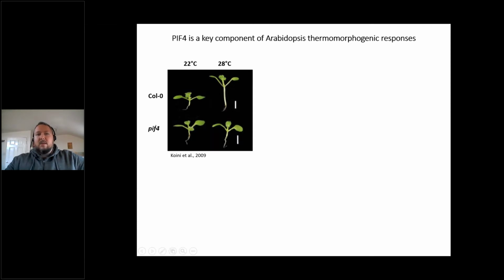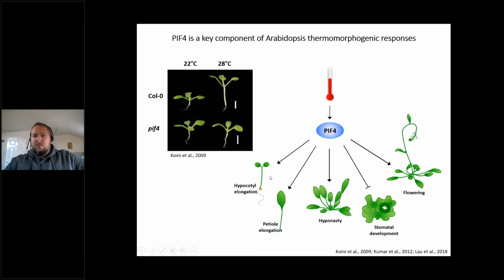Now, PIF4 is a member of a transcription factor family called phytochrome interacting factors, and they had previously been well established as negative regulators of light signaling. However, over the last decade, it has become clear that PIF4 is also a central regulator of temperature-controlled growth, or thermomorphogenesis, as it came to be called. So PIF4 not only promotes hypocotyl elongation, but also petiole elongation and hyponastic growth of leaves. It represses stomatal development, and it promotes the onset of flowering in Arabidopsis. But the big question then became, how does temperature positively affect PIF4 activity?